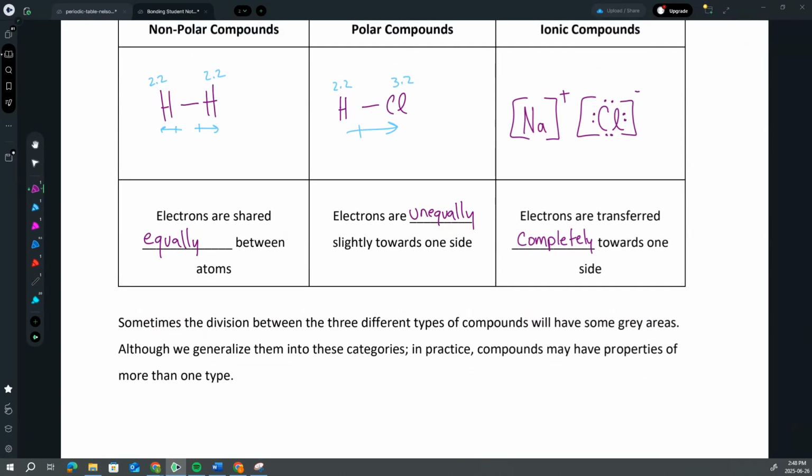So sometimes the division between the 3 different types of compounds will have some gray areas. Although we generalize them into these categories, in practice, the compounds may have properties of more than one type of intramolecular bond.